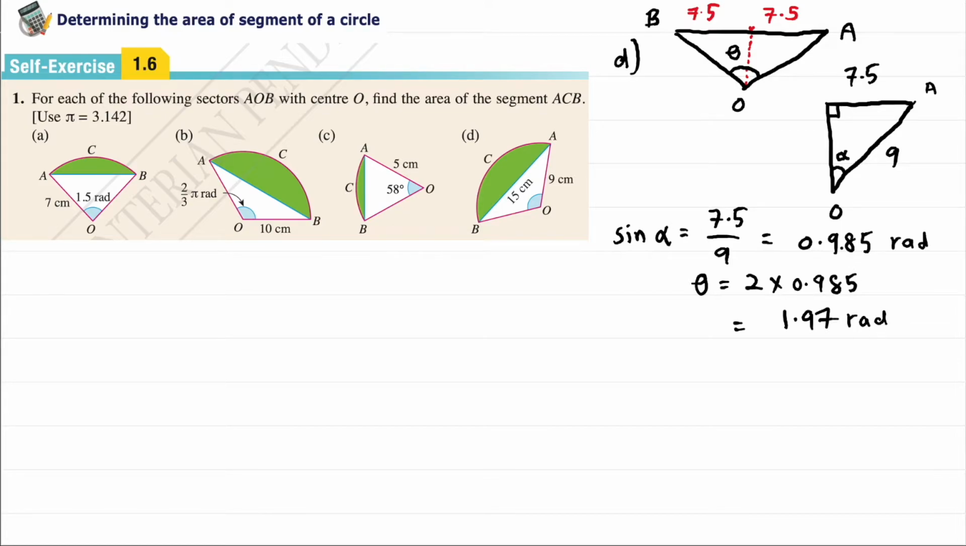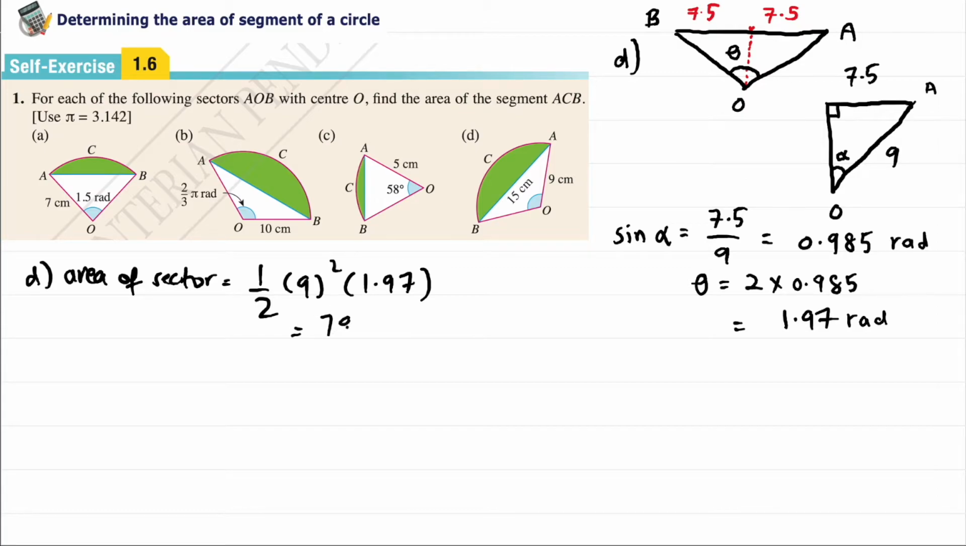Okay. So now we already have the angle. We can find the sector. So for D, area of sector equals 1/2 times 9 square times 1.97. You will get the sector as 79.785. Okay. To find the area of triangle, you can just use 1/2 AB sin C, since we have the angle already. But I want to show you how to apply Heron's formula.